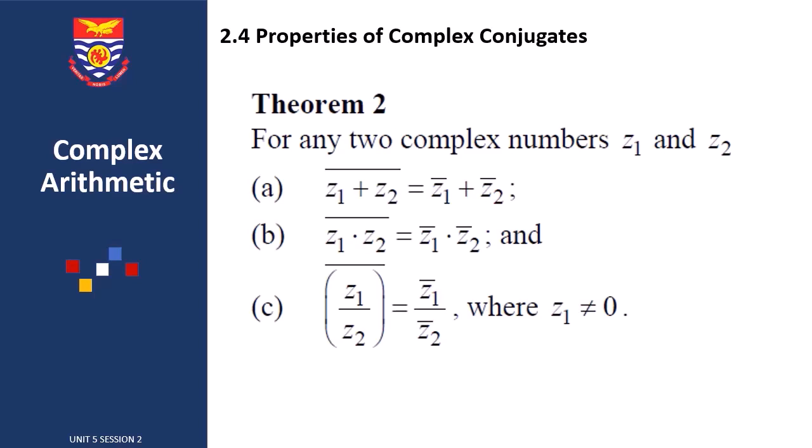So just look out for the proof in your course material. It's so simple. And note that z2 must not be equal to 0, because we want to avoid the denominator being equal to 0.